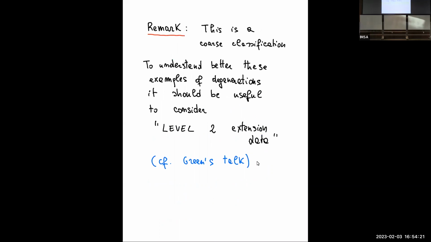Okay, I want to remark that this is a coarse classification. It's simple, an experiment. And to understand these examples of degeneration better, it should be useful to consider the level 2 stable data as in Gross-Stock, because in this way we have concrete examples and maybe can be used as a toy case for studying this kind of extension level, or maybe the things you talked about this morning may be useful. So we have this concrete example.